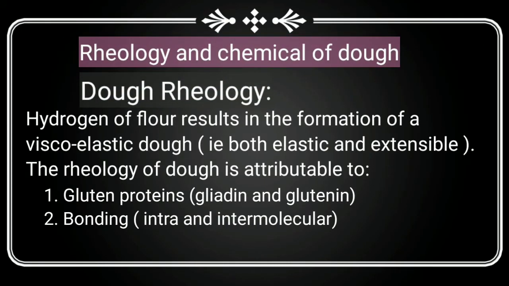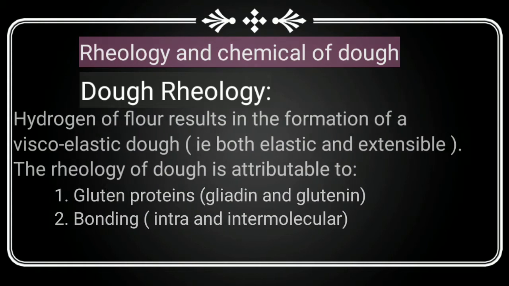Rheology and chemistry of dough. Dough rheology: hydration of flour results in the formation of a viscoelastic dough. The rheology of dough is attributable to gluten proteins and bonding. Bonding includes ionic bonds, hydrogen bonds, hydrophobic bonds, and van der Waals bonds.